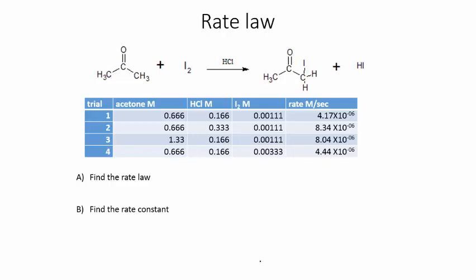And if we look at this, from 4.17 to 8.34, that's double. So the rate doubles. That means it has to be K times HCl to the first power. And let's take a look at the other one, which would be doubling the concentration of acetone. If we go from 1 to 3, everything is the same except acetone doubles, and 8.04 is pretty close to double as well. So that means acetone to the first power.